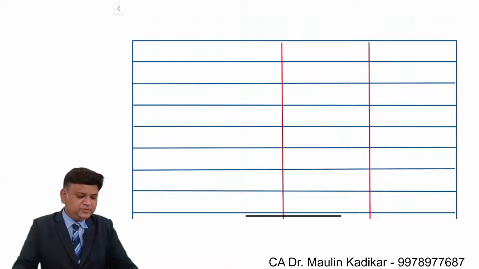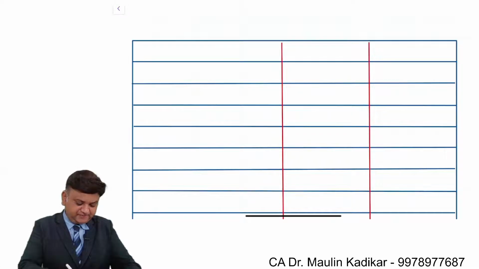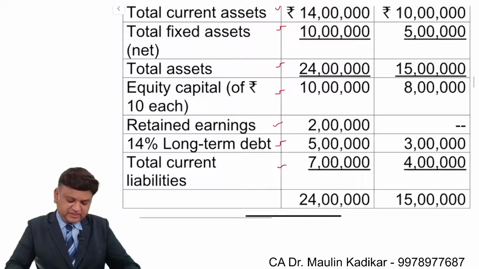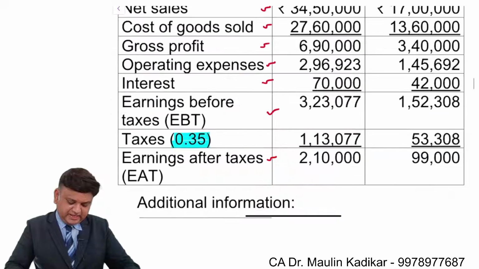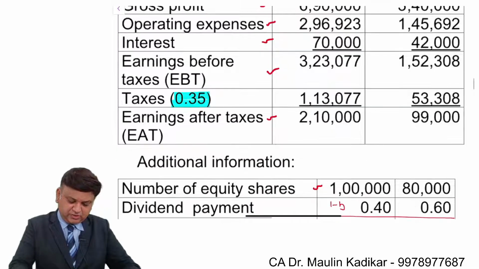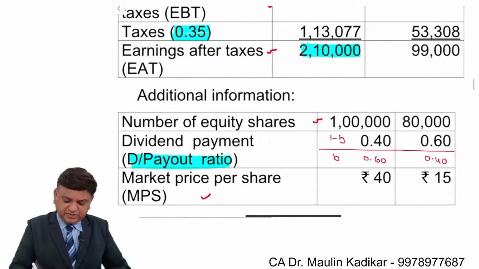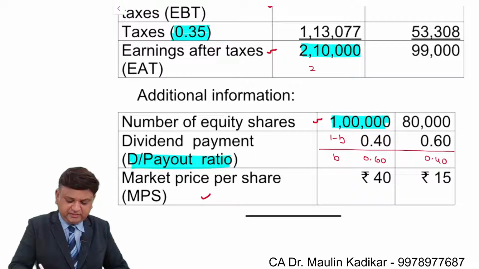Now friends, in the first part of the question it has been given, decompose the share price of both the companies into EPS. Means you have to calculate the EPS. How can you make the calculation of EPS? Earning after taxes is 2,10,000. The same will be divided by the number of equity shares. The number of equity shares is 1 lakh. That will give us the earning per share, 2 rupees 10 paise.